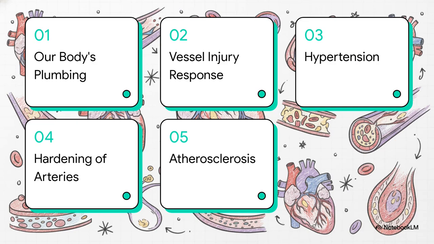All right, so here's our roadmap for today. First, we'll look at the basics, the body's plumbing. Then, we'll see what happens when it breaks down. After that, we dive into the big bads, hypertension, the silent killer, and then the main culprit, atherosclerosis. Simple enough? Let's begin.